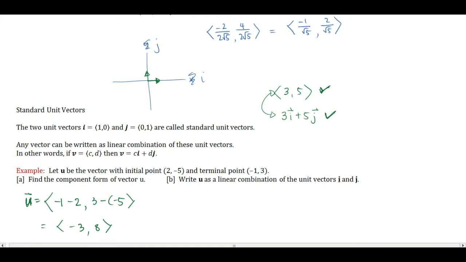And now if I want to write that as the sum or the linear combination of it, it would be negative 3 i vectors plus 8 j vectors. So just two different ways to write the exact same vector. And I can still ask you magnitudes, and I can still ask you stuff like that. In fact, let's take a shot at that.